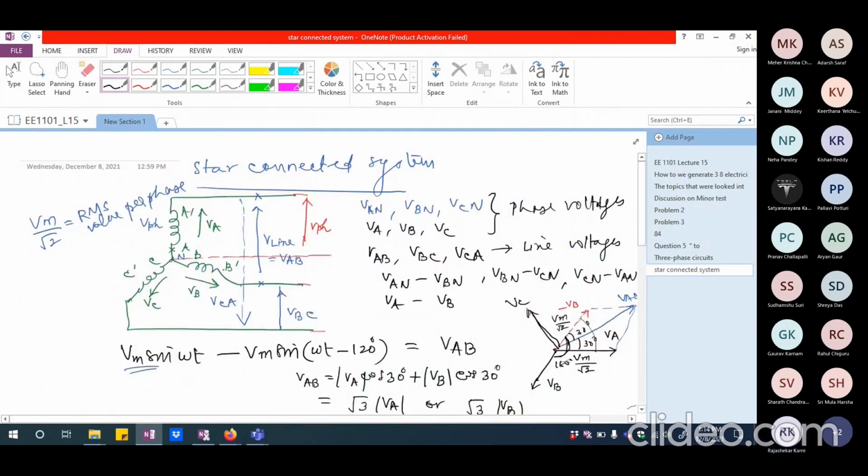On the other hand, if I look at star connection, if I say that IA is flowing here, the same thing flows here as well, in the line as well. So this is going to be same as IA. So between the line and the phase winding, which is generating the voltage, the currents are no different. So I can say I phase equal to, rather capital I can write, I phase equal to I line in the case of star.